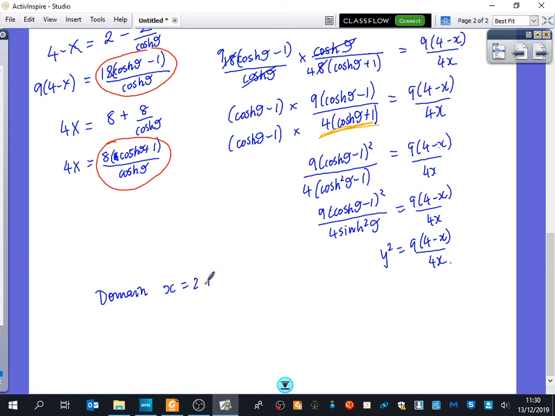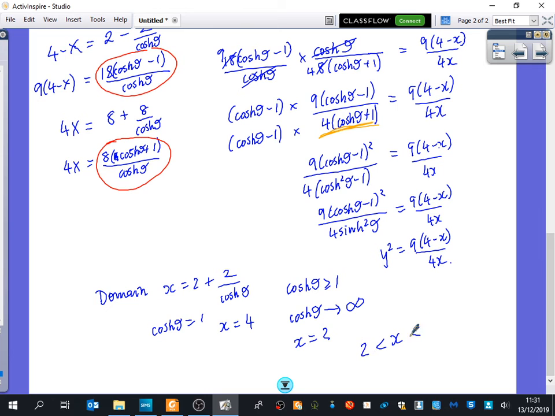that x is equal to 2 plus 2 over cosh theta, we know that cosh theta is always greater than or equal to 1. So if cosh theta is equal to 1, you get that x is equal to 2 plus 2, 4. Good. And now if cosh theta goes to a really big value, you just get 2. You get that x is 2, which tells me that the values that x can be are between 2 and 4. So p is 2 and q is 4.